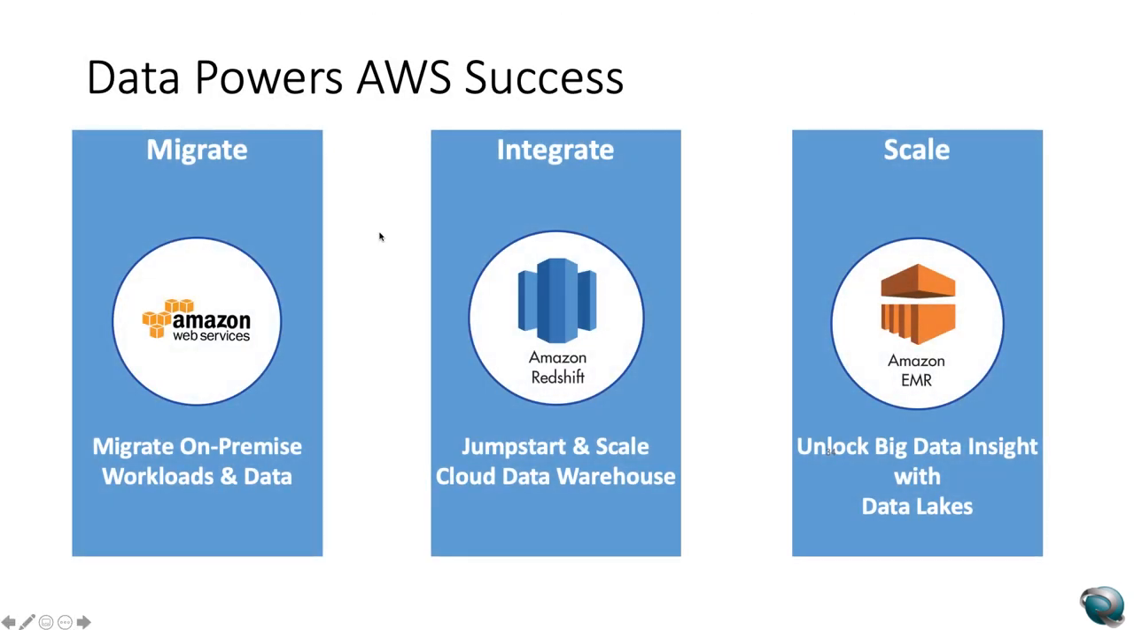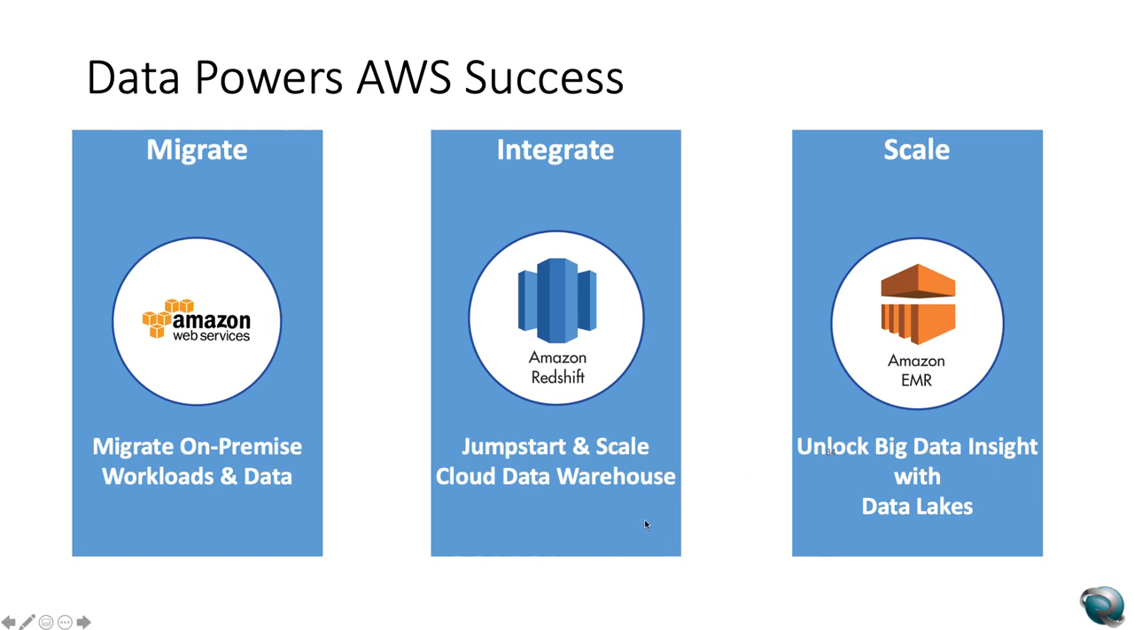So data powers AWS success. What you need to do if you want to move your traditional data warehouse into the AWS environment is migrate your on-prem data, all the workloads, into AWS. So migration is the number one key. Make sure that the data structures residing on your traditional warehouse are an exact copy in your AWS Redshift environment, which is the database running on the cloud ecosystem.